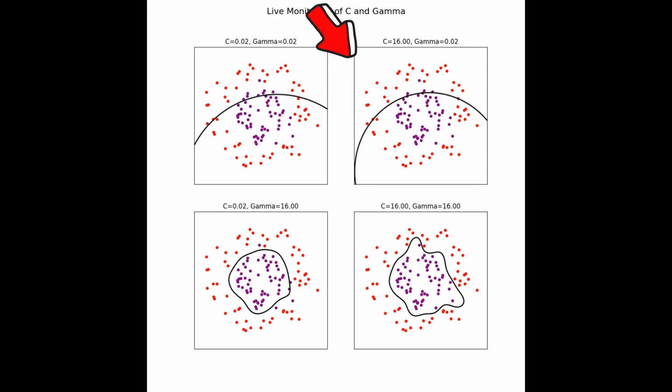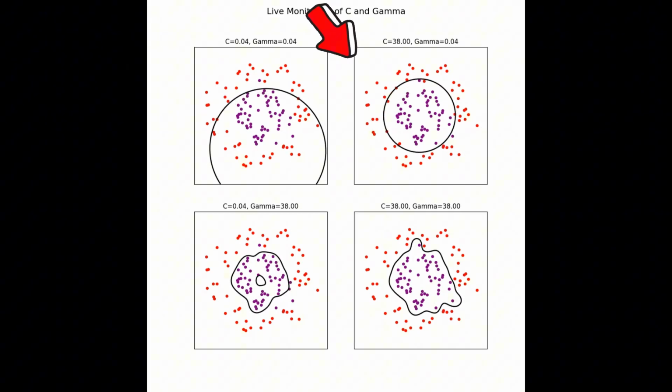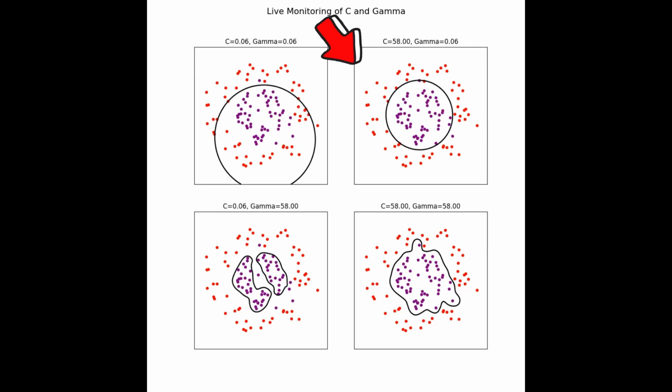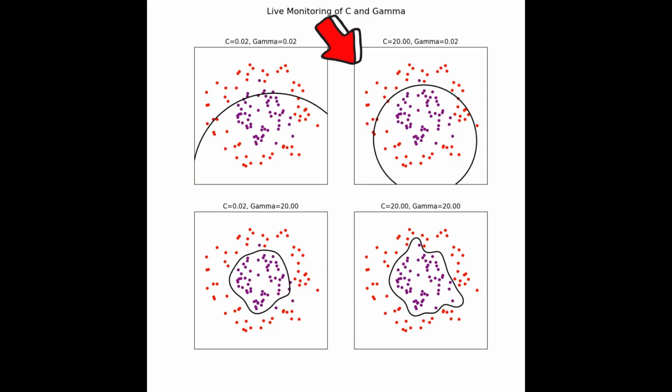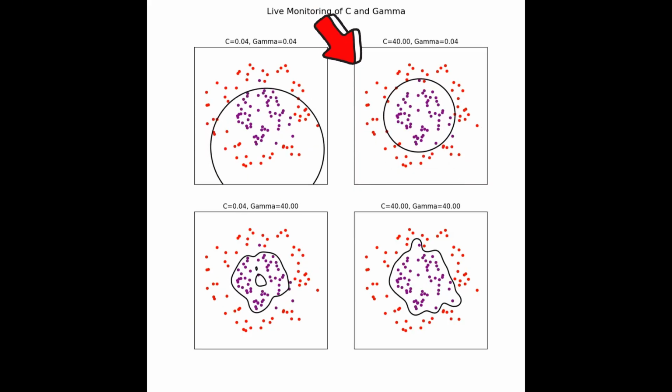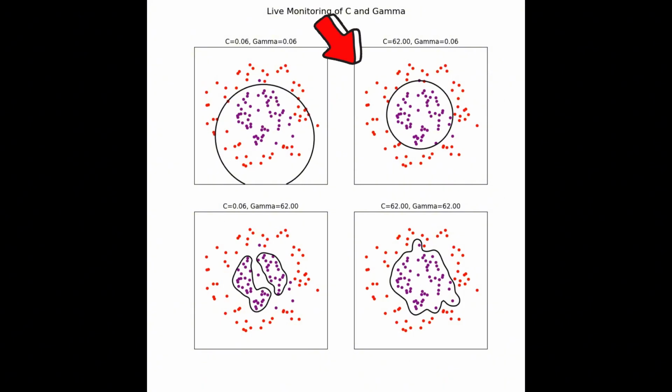Now, shift to the top right. We cranked C way up. Remember, C is the referee. By increasing it, the model becomes strict. It's forcing the margin to squeeze tight to get every point on the correct side of the boundary. Even though the boundary is still smooth because gamma is low, the model is working much harder to minimize those errors.